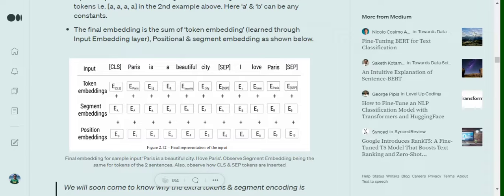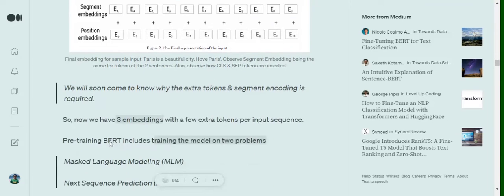So for a sentence like Paris is a beautiful city, I love Paris, first of all we will be adding the new tokens, CLS, SEP, SEP. Then we'll be generating token embeddings for them. Now this can be done using anything, Word2Vec or some easier method. You can check out my previous video on how we have done this for transformers. Segment embedding is generated for this sentence, and positional embedding is generated for this sentence.